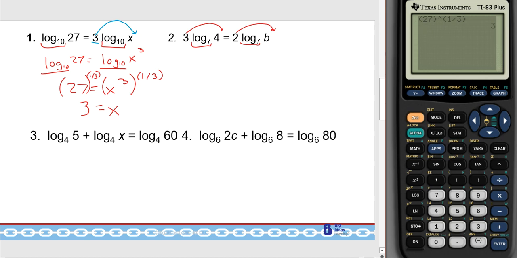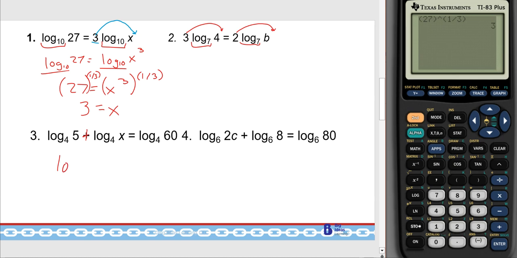Looking at problem number 3, I have log base 4 of 5 plus log base 4 of x equals log base 4 of 60. And I have lots of log base 4, but this addition right here is holding me up from solving just by dropping the values that I'm taking the logarithm of. So that addition right there tells me I can use the product property.